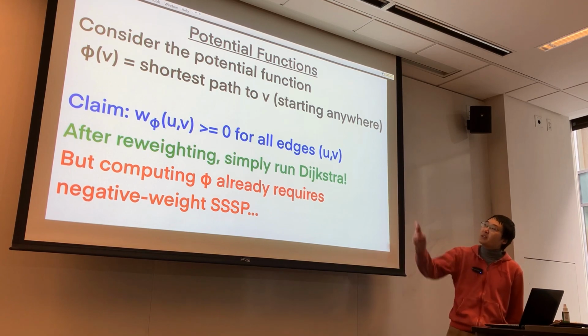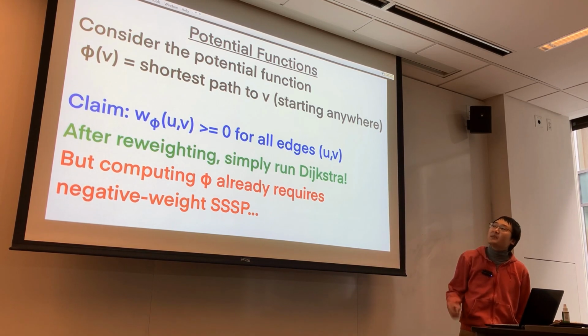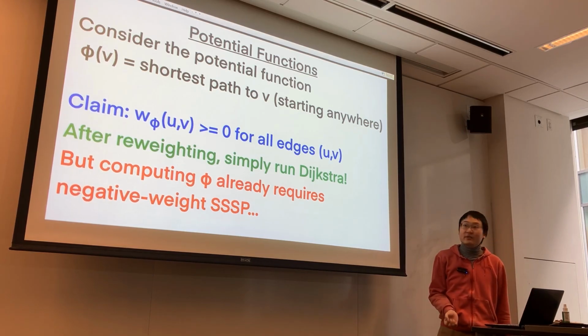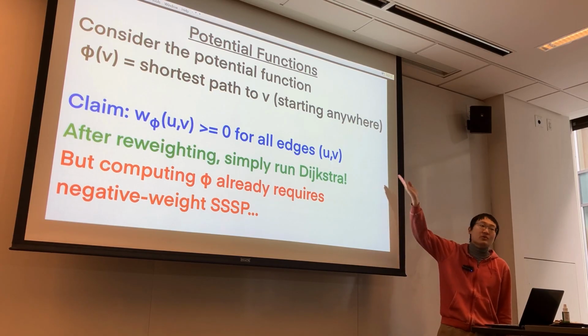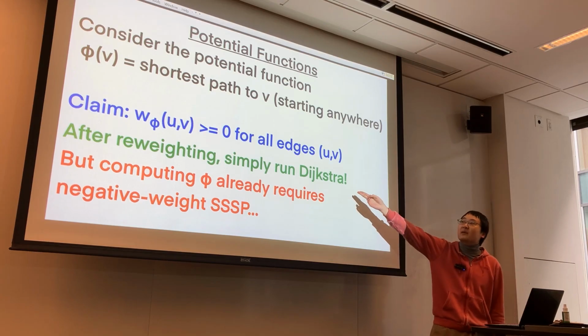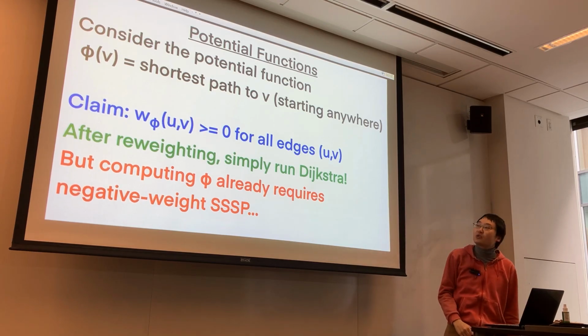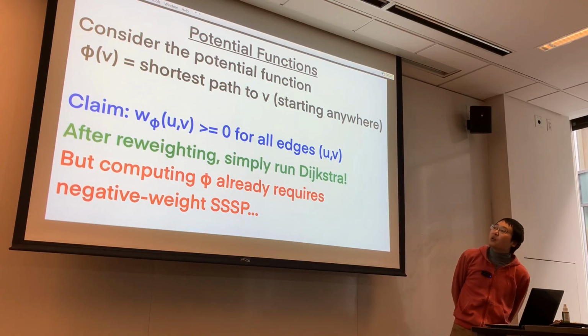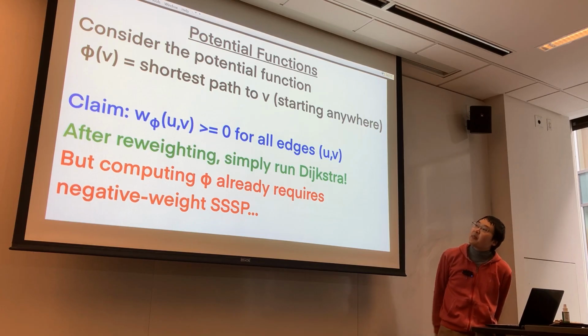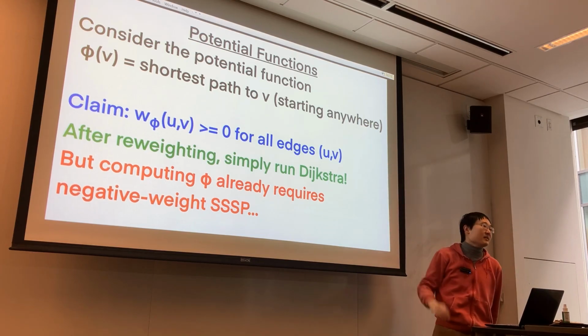Okay, so what is nice about this reweighting? Well, suppose you have this reweighting, then because all edges are non-negative, you can just apply Dijkstra. Right? And recall that potential functions preserve shortest paths, so these shortest paths will become original shortest paths once you remove the offsets. Okay? But of course, the issue is that this already requires the shortest path call.